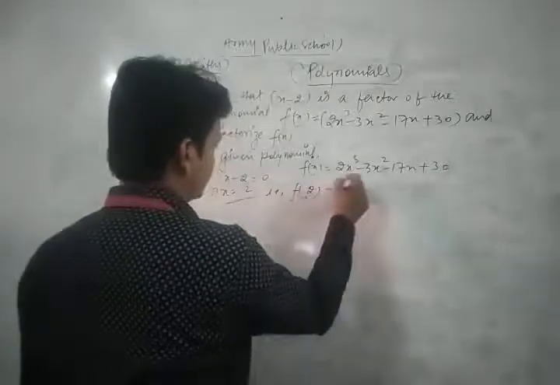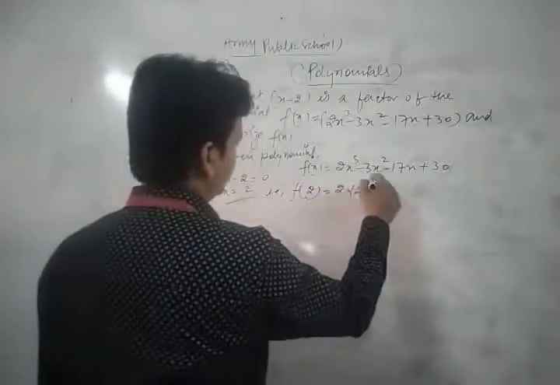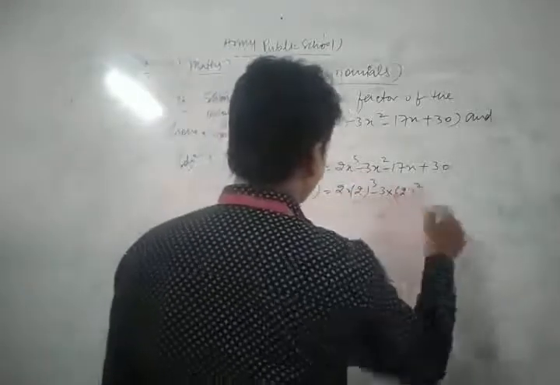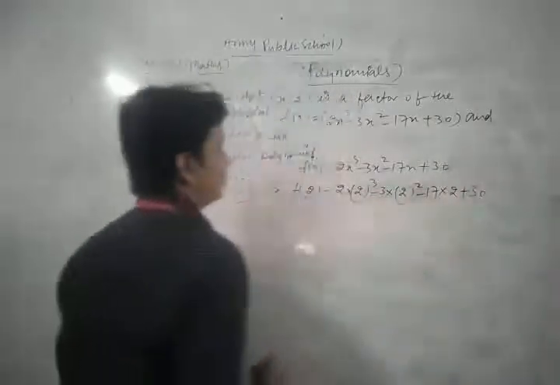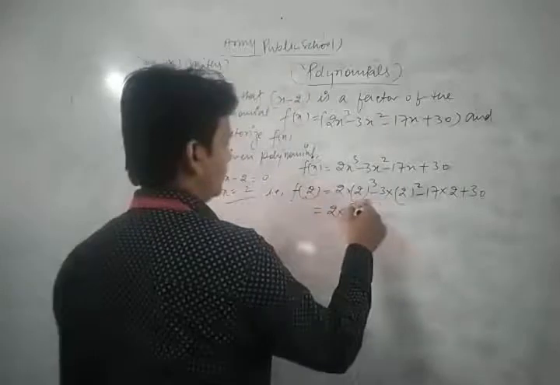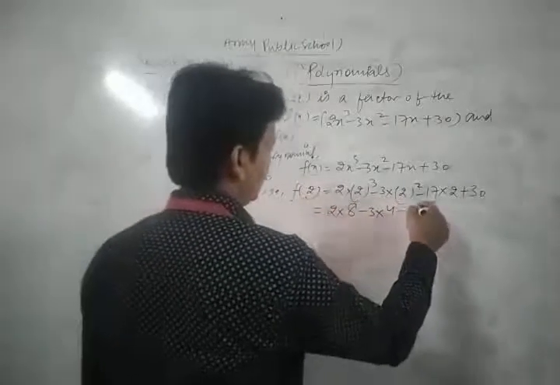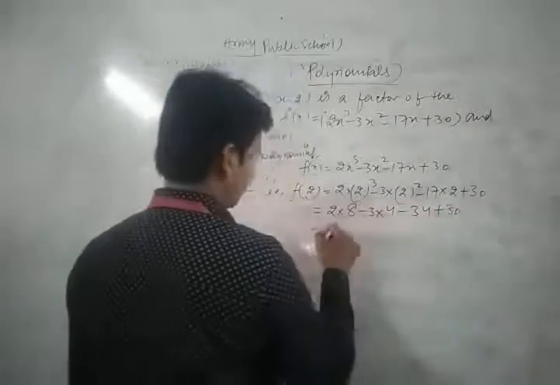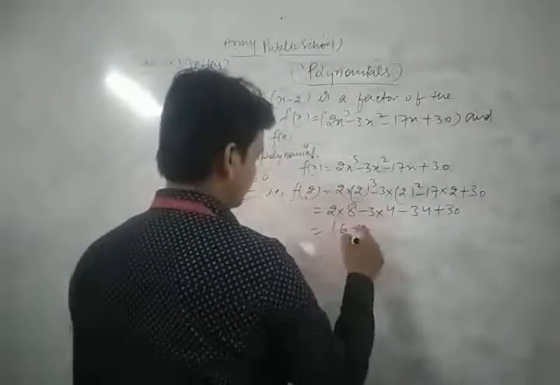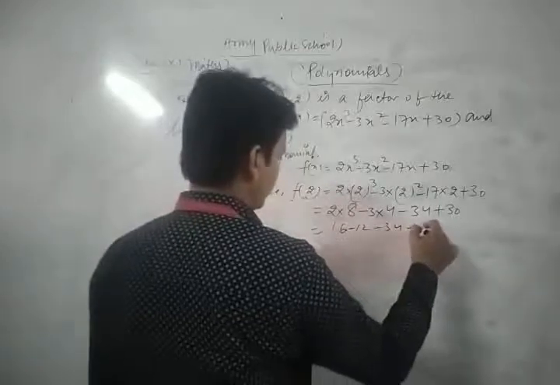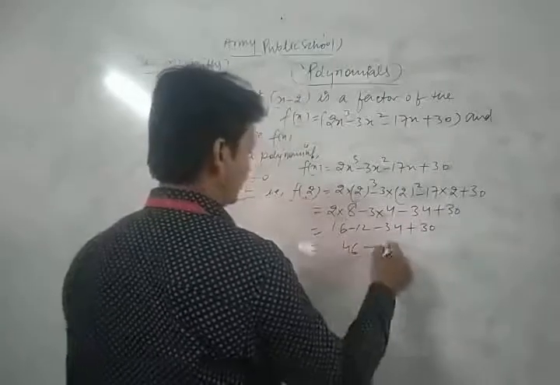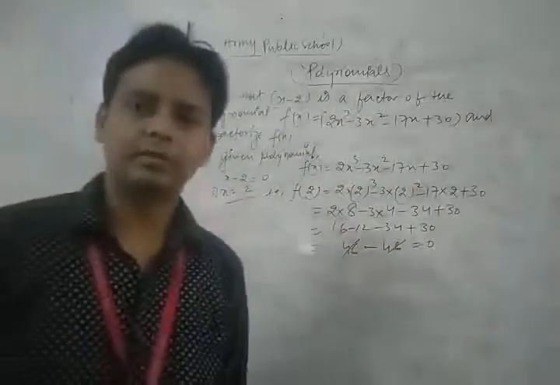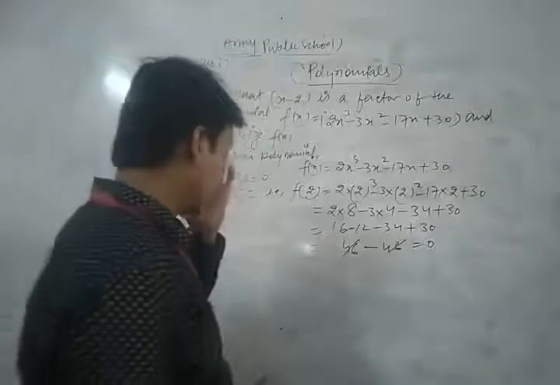Now we find f(2). We just replace x by 2. So 2 into 2 cube minus 3 into 2 square minus 17 into 2 plus 30. So we get 2 into 8 minus 3 into 4 minus 34 plus 30. So this is 16 minus 12 minus 34 and plus 30. So we get 46 minus 46 equal to 0. So in this way, dear student, f(2) is equal to 0.